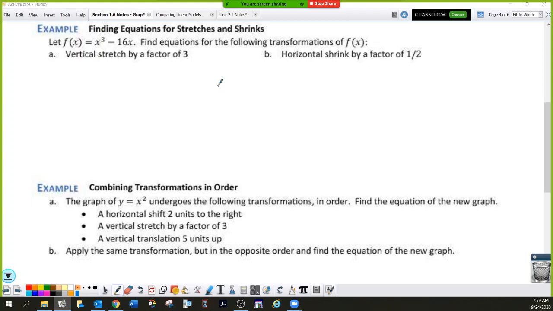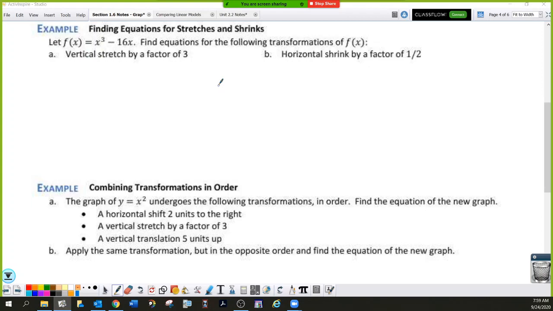Now that we have refound our transformation skills, we can use them again, because you have done this in the past, to transform equations and write new equations. I have f of x equals x to the third minus 16x. We're going to perform two different transformations. The first one is a vertical stretch by a factor of 3.